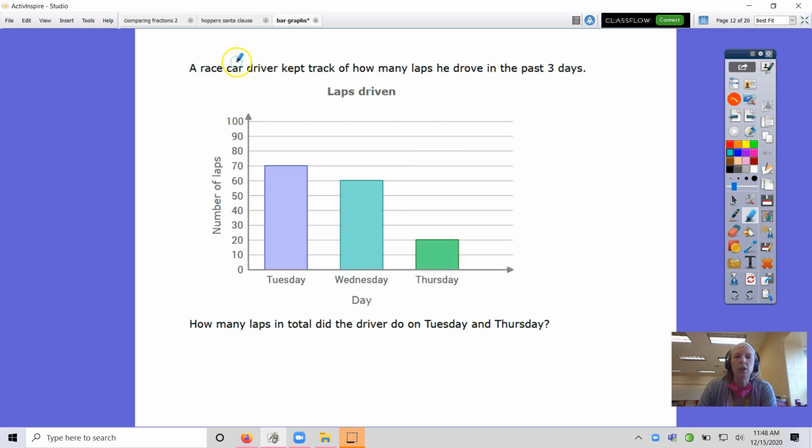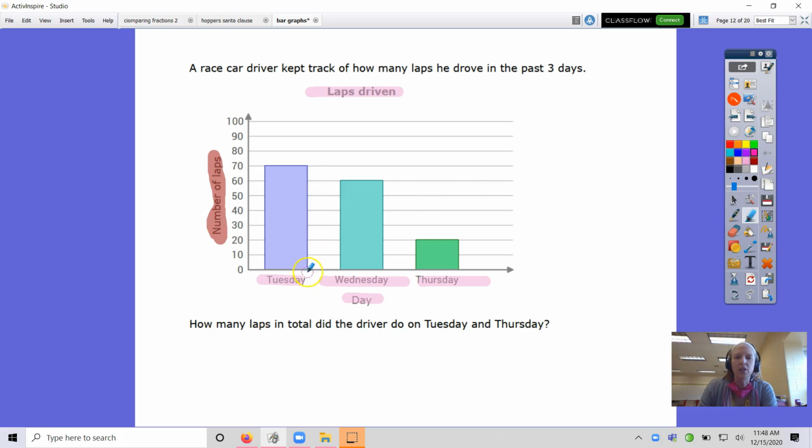Okay, this one, a race car driver kept track of how many laps he drove in the past 3 days. The title of my graph is laps driven. My labels are Tuesday, Wednesday, and Thursday, and my numbers represent the amount of laps he drove. Okay, how many laps did the driver drive on Tuesday and Thursday?